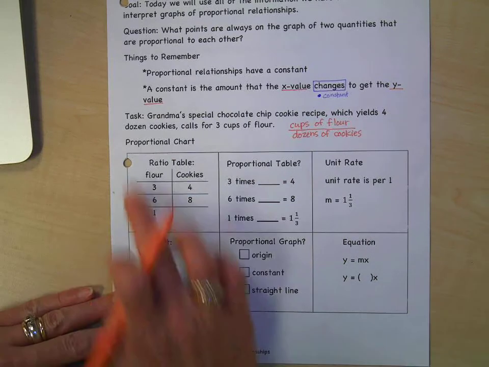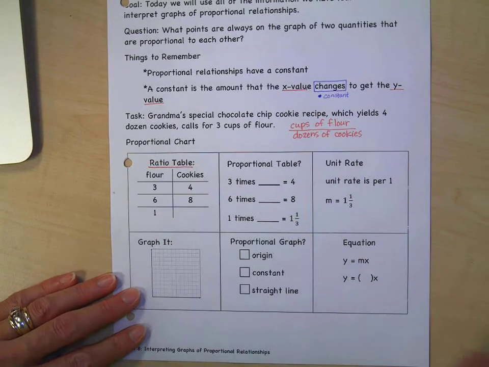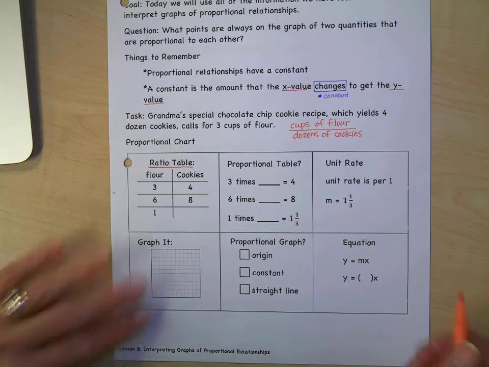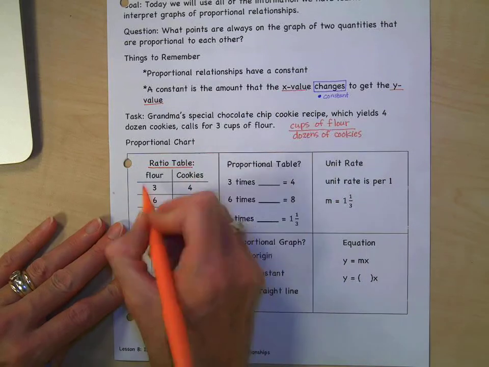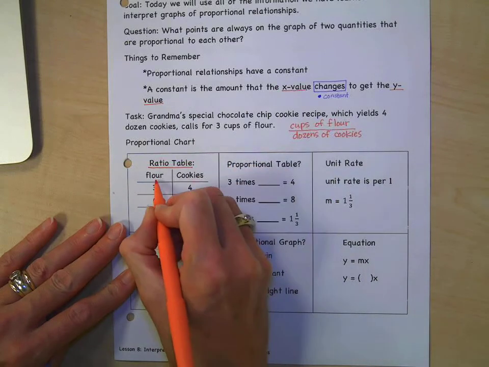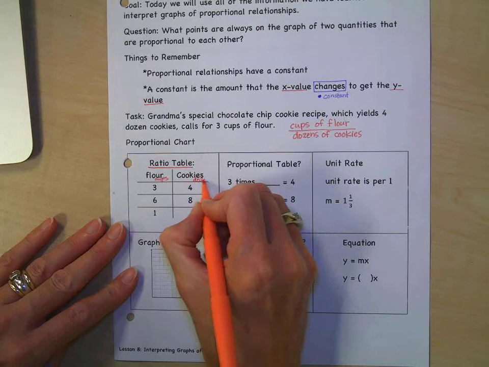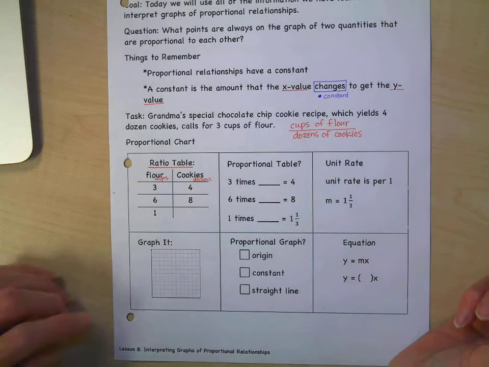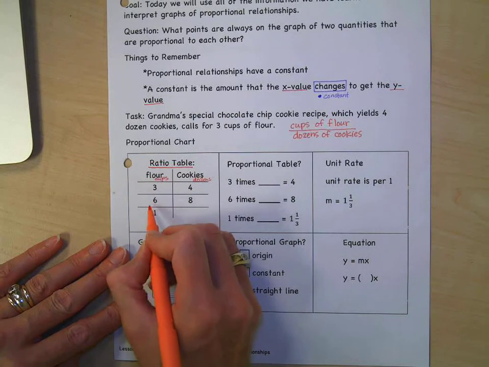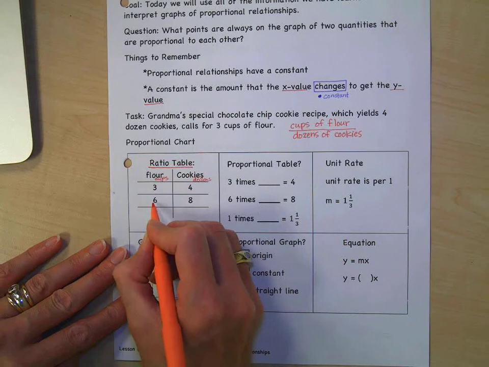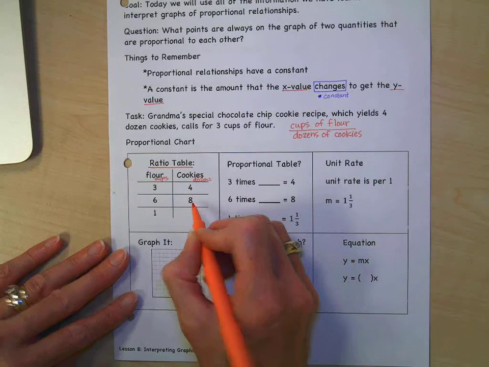the relationship is proportional. So in the first box of our proportional chart, it's always going to have the ratio table. And the ratio table for this example is flour per cookies. And it said up here in the story that for every 3 cups of flour, there are 4 dozens of cookies, okay? And so we have 3 cups of flour, 4 dozen cookies, 6 cups of flour, so we doubled it. So what we did to get from 3 to 6 is we multiplied by 2. What you do to one side, you have to do to the other, so 4 times 2 equals 8.